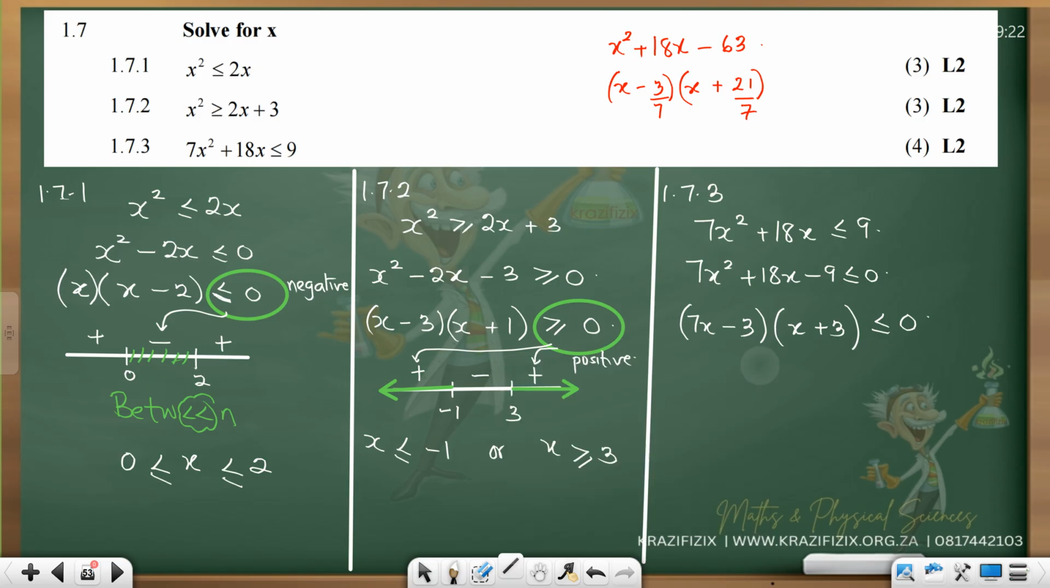What are my critical values? The smaller number on the left, and from here, I can see that this will give me a negative 3, and this will be 3 over 7. Positive, negative, positive. Our answers, we are looking for negative value, so our answer lies between. But it's less than or equal to. Is that what you got? Is that what we got?